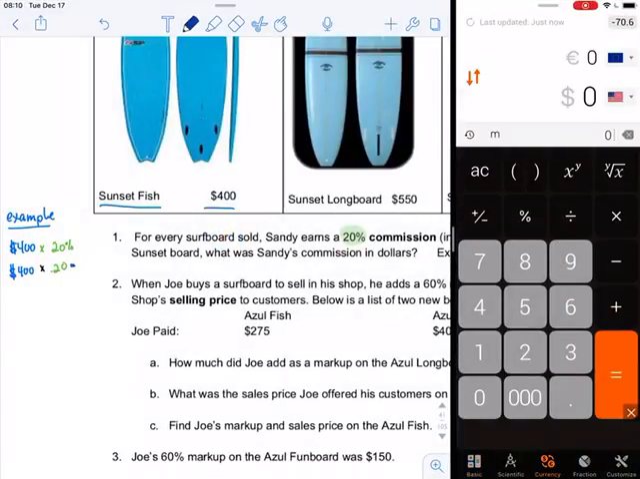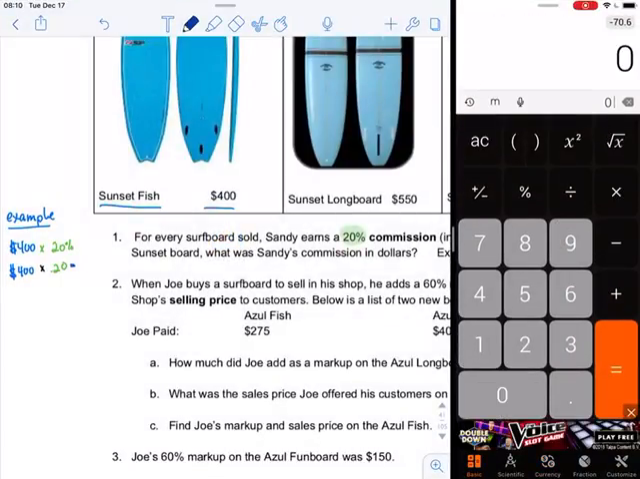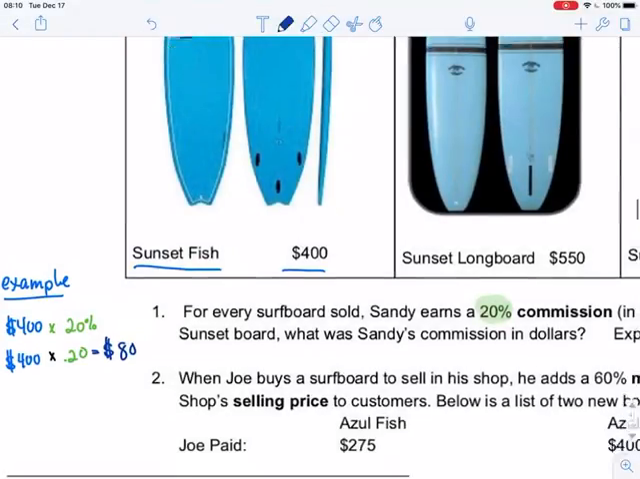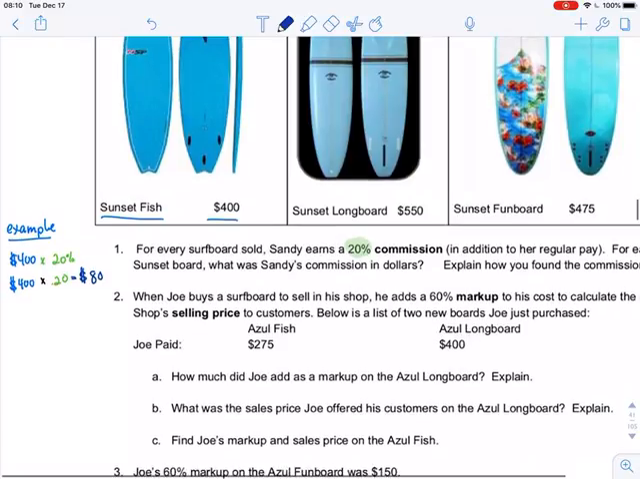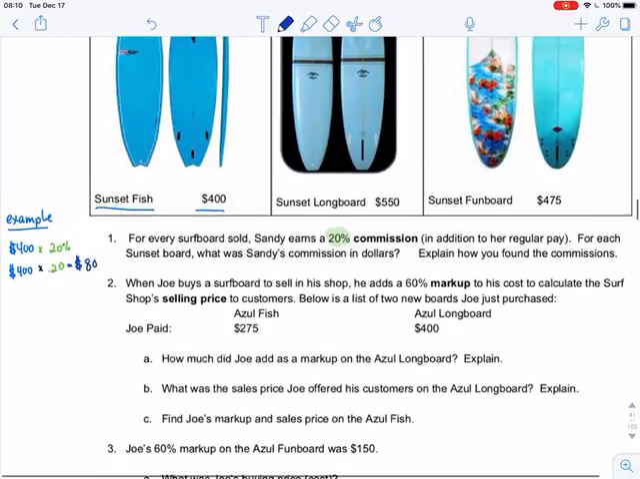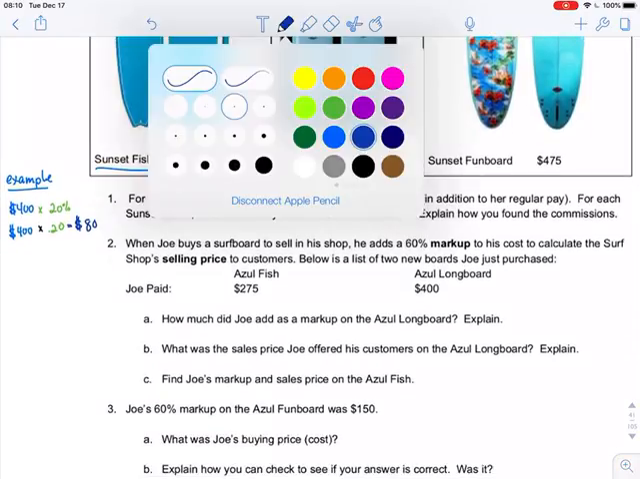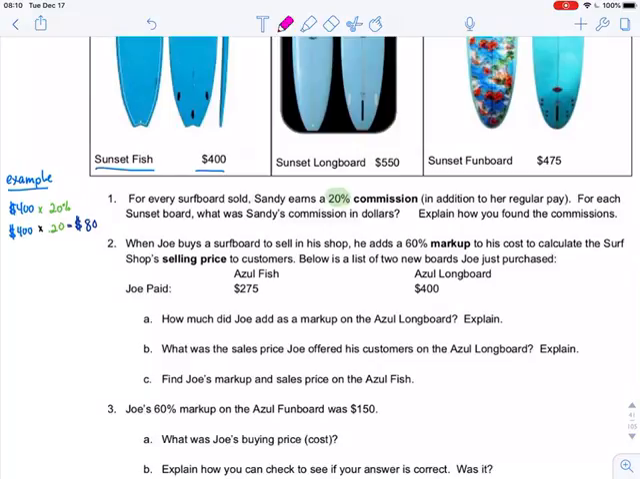So 400, I don't want currency, 400 times 0.20, or just 0.2, they should be the same, is $80. So Sandy is making $80 every time she sells a surfboard. You should be doing the same thing for the Sunset Longboard and the Sunset Funboard. Show your work for each of those. Your work should look like this. This is going to be your commission.